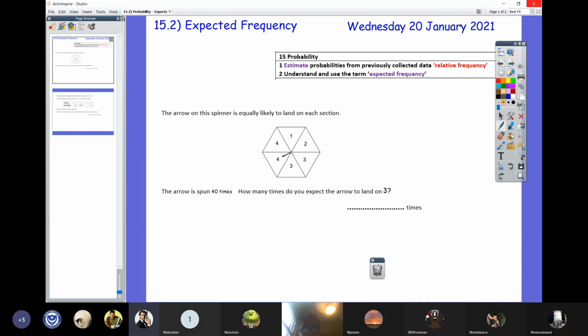The arrow on this spinner is equally likely to land on each section. The arrow is spun 40 times. How many times do you expect the arrow to land on a 3? So let's have a look. We've got 2 3s, so there's 2 ways it could land on a 3. How many numbers are there in total? 1, 2, 3, 4, 5, 6. So the probability that it lands on a 3 is 2 out of 6.